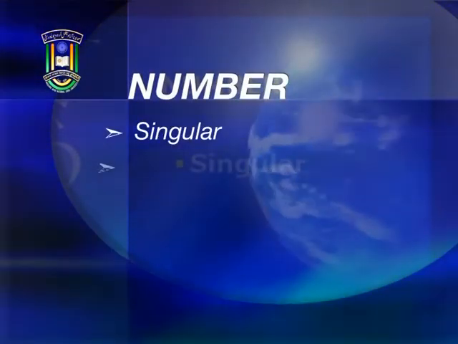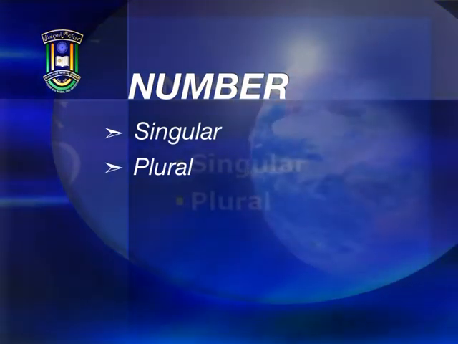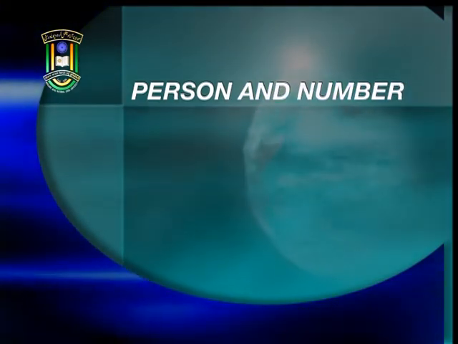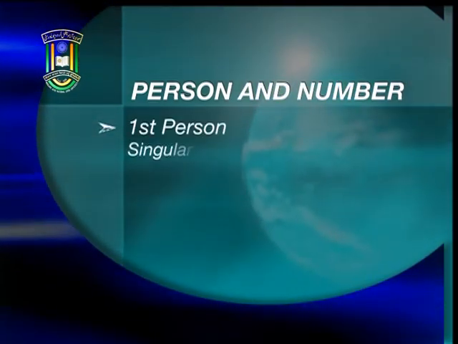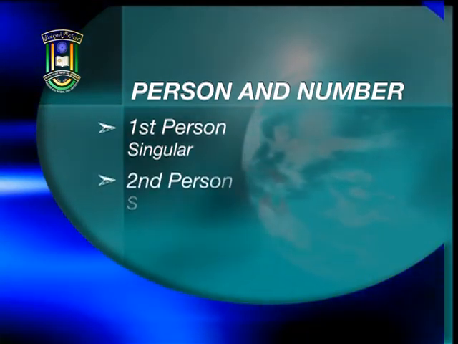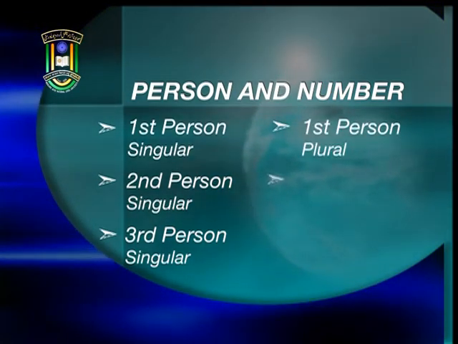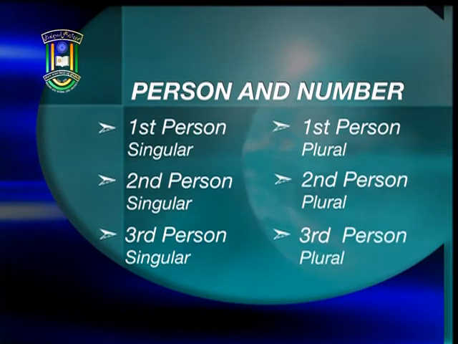Another concept that you should be familiar with before we move forward is number. In English, number refers to the singular and the plural form of the noun or the pronoun. Now let us look at both the person and the number together. Look at these very carefully. In the course of my talk today, I'll be using these phrases quite frequently. First person singular, second person singular, third person singular, first person plural, second person plural, third person plural.